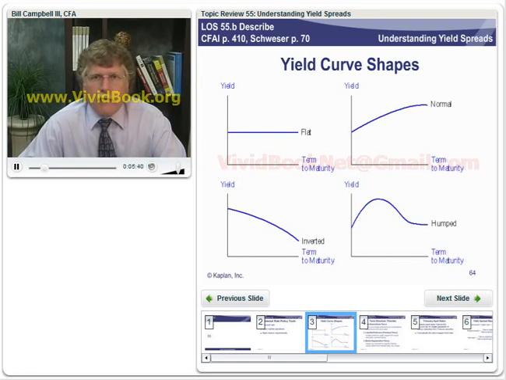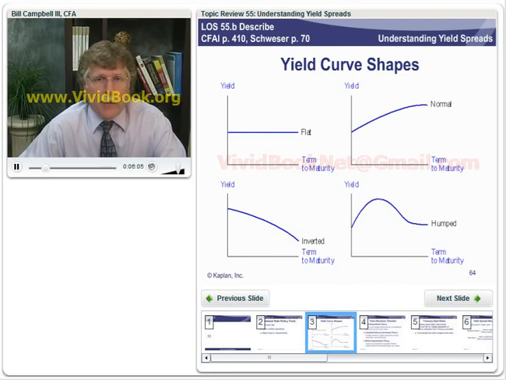An inverted yield curve, pretty much what the name suggests. It's upside down from what we would consider normal. Higher short-term interest rates, lower long-term interest rates. That's illustrated in the lower left. So you can see that as the term to maturity increases, as we move to the right, the curve slopes downward.